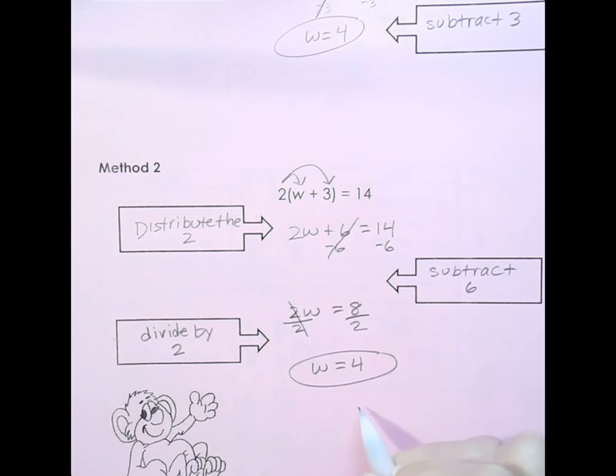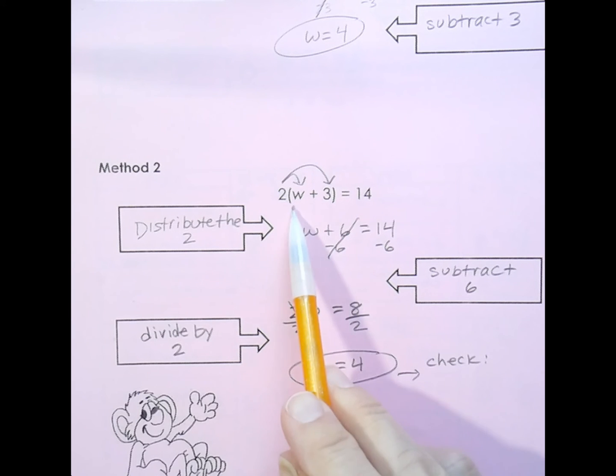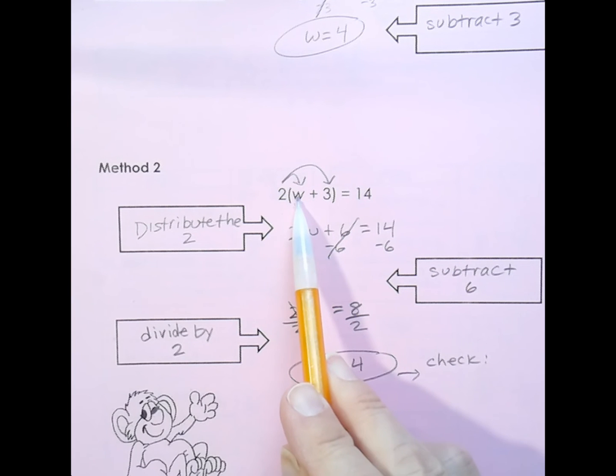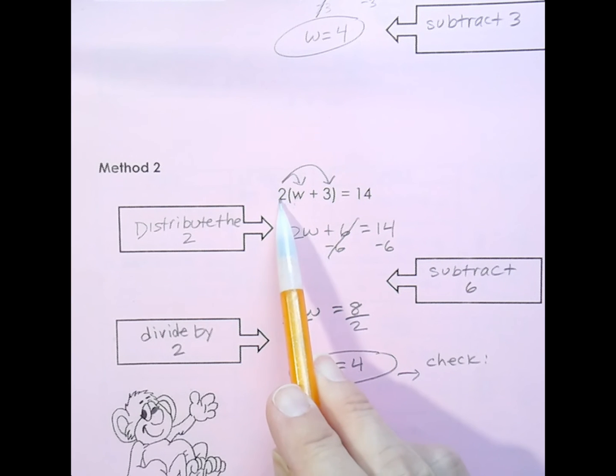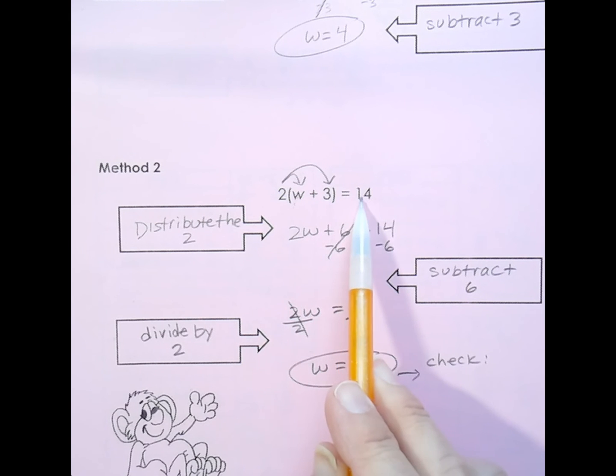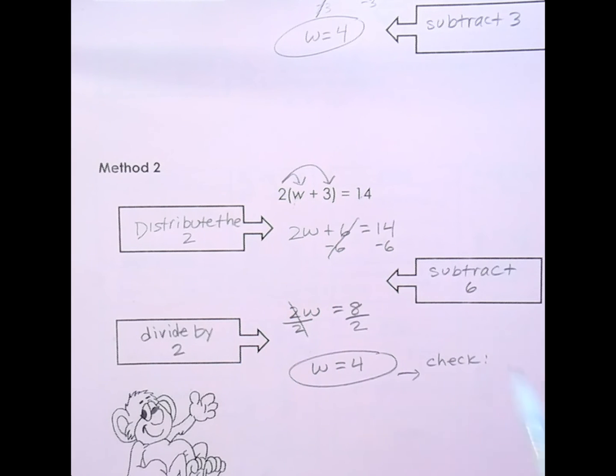Okay, and let's take a minute and check our work, even though we're going to do that a little bit more in the packet later. But if w equals 4 is the solution, I should be able to put a 4 into the original equation up here. I should be able to replace this w with a 4. And when I take 2 times 4 plus 3, it should come out to equal 14. So let's check if that works.